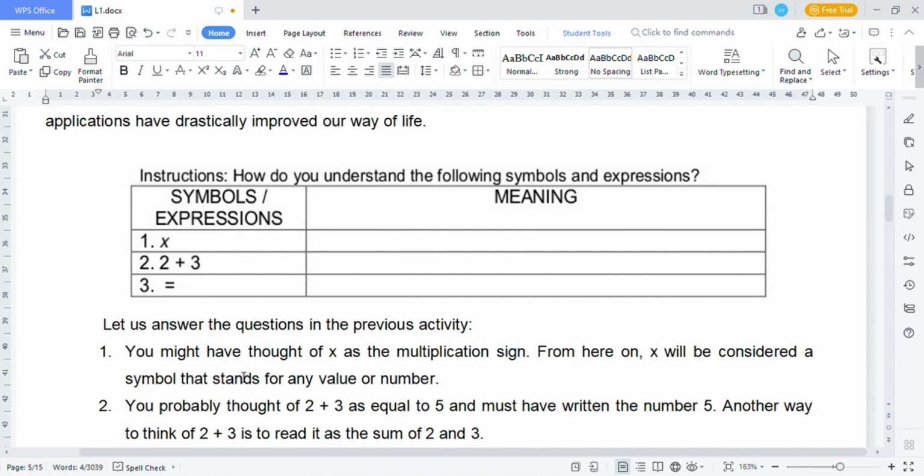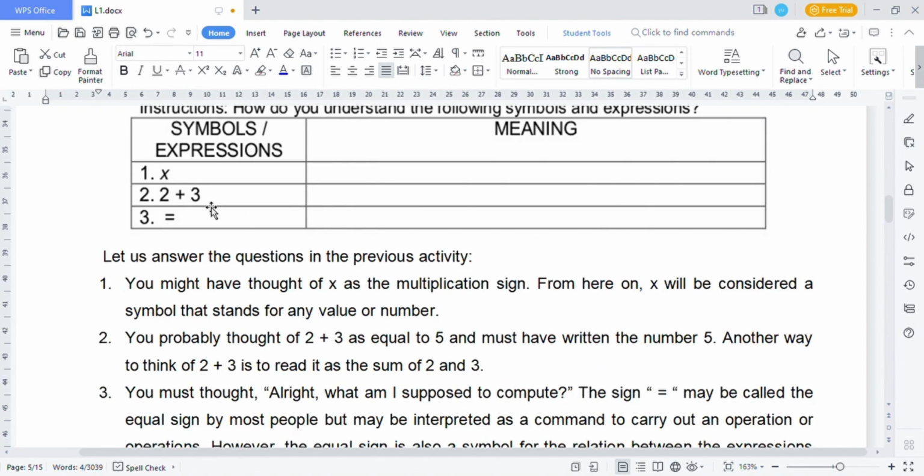So for number 1, you might have thought of x as the multiplication sign. But we know that the multiplication sign is different. In algebra, x will be considered a symbol that stands for any value or number. So x is our variable. This is a symbol, a variable considered to stand for any value or number.